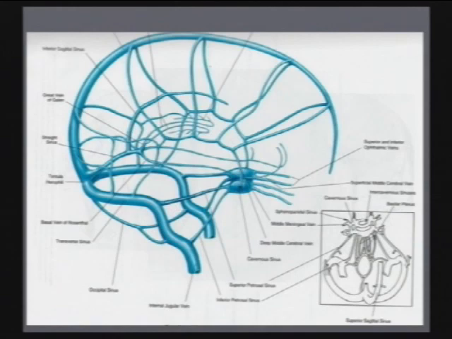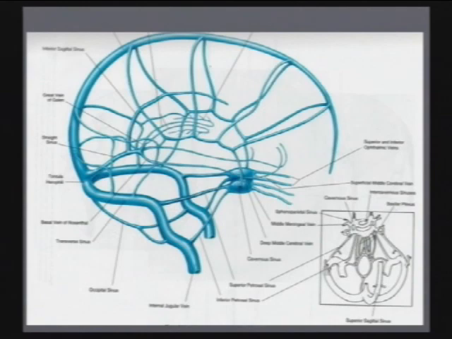The venous system is, of course, quite a complicated system. And it's rather interesting that in some of the other work we've done, we've shown that there's roughly 70% venous blood volume, about 20 to 25% arterial blood volume, and maybe 5% capillary blood volume in the brain.